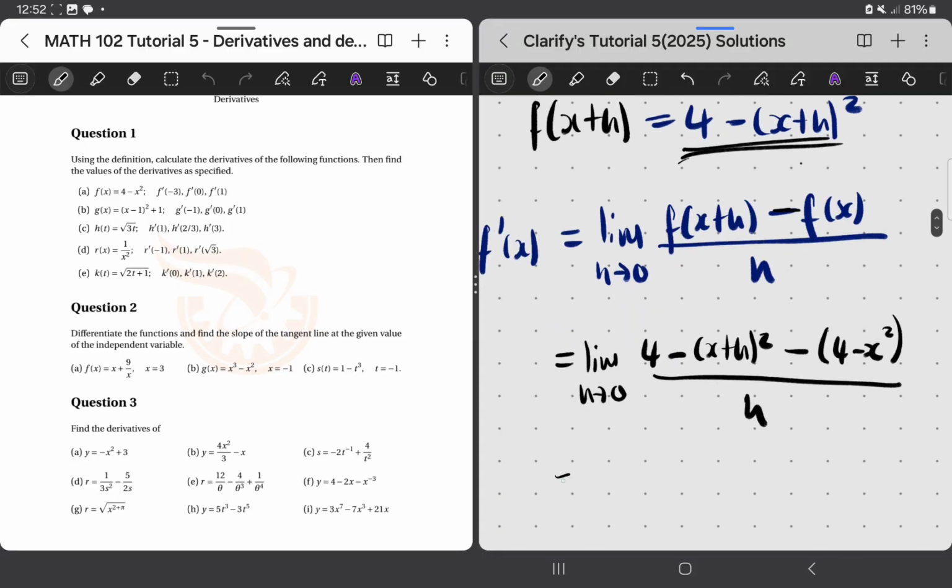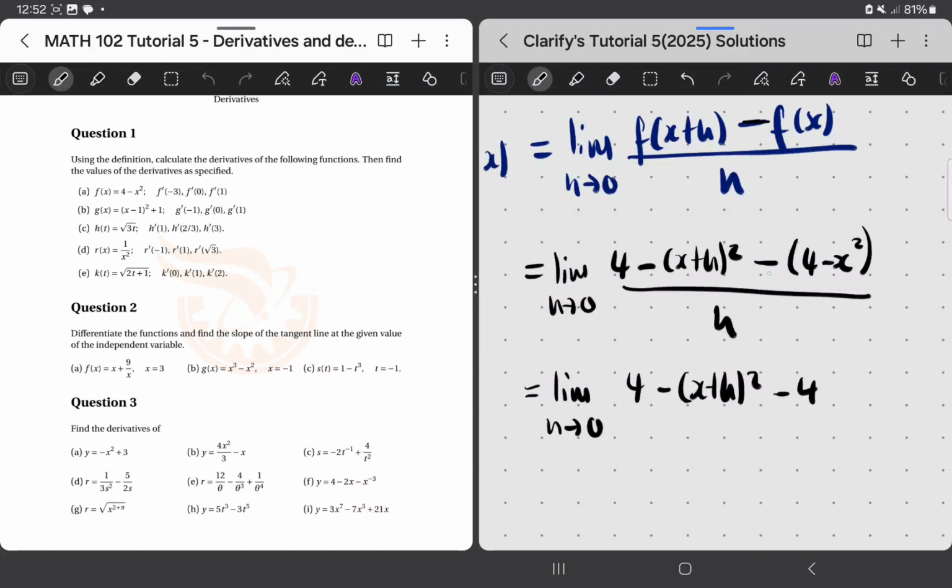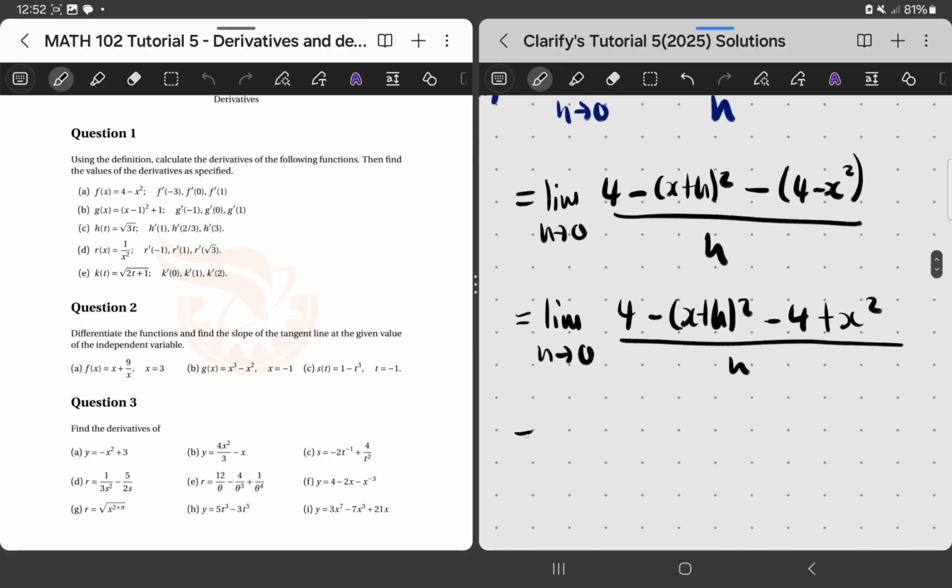then divided by h. So this is just going to be equal to the limit as h goes to 0 of 4 minus x plus h squared minus 4, because it will say minus of 4, then minus of minus will be plus x squared, and this is all over h. Then let's simplify. This becomes the limit as h goes to 0 of, here we have this 4 minus this 4. We can cancel, because the positive and the negative cancel each other. Then we end up having negative of x plus h all squared plus an x squared, which if we want, we can start by putting the x squared since it's positive. Then we say minus x plus h all squared all over h.